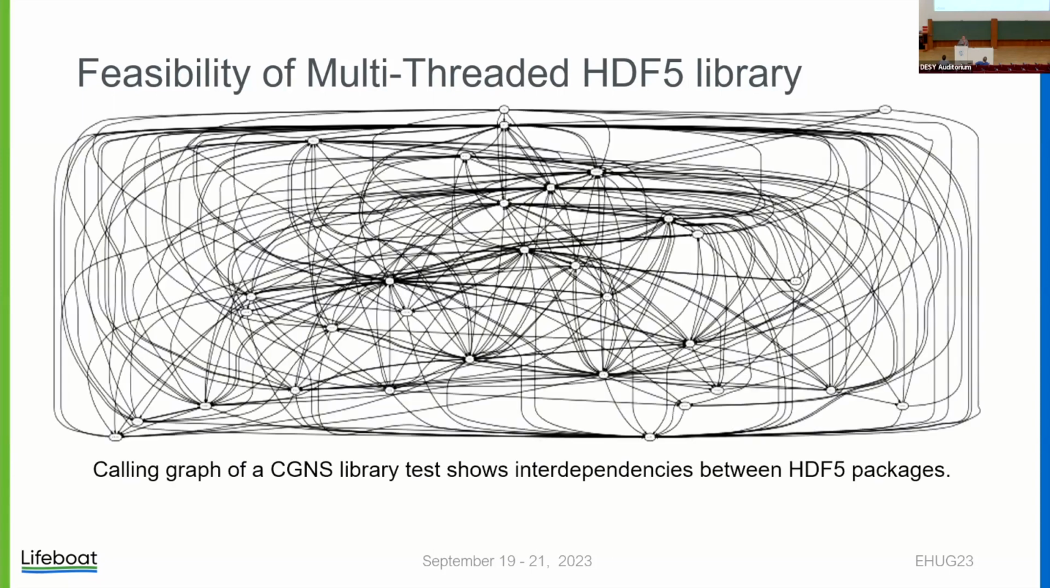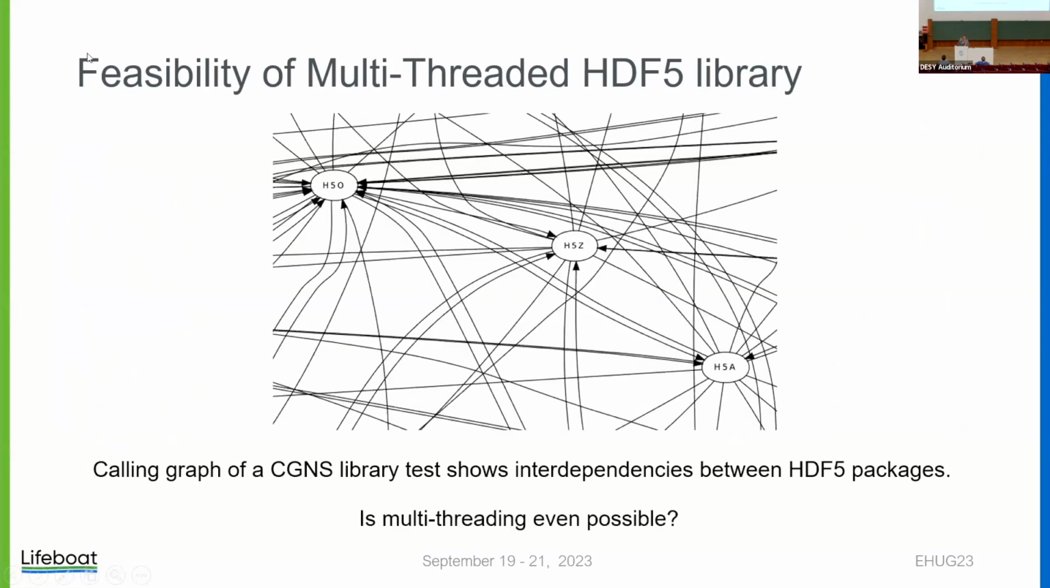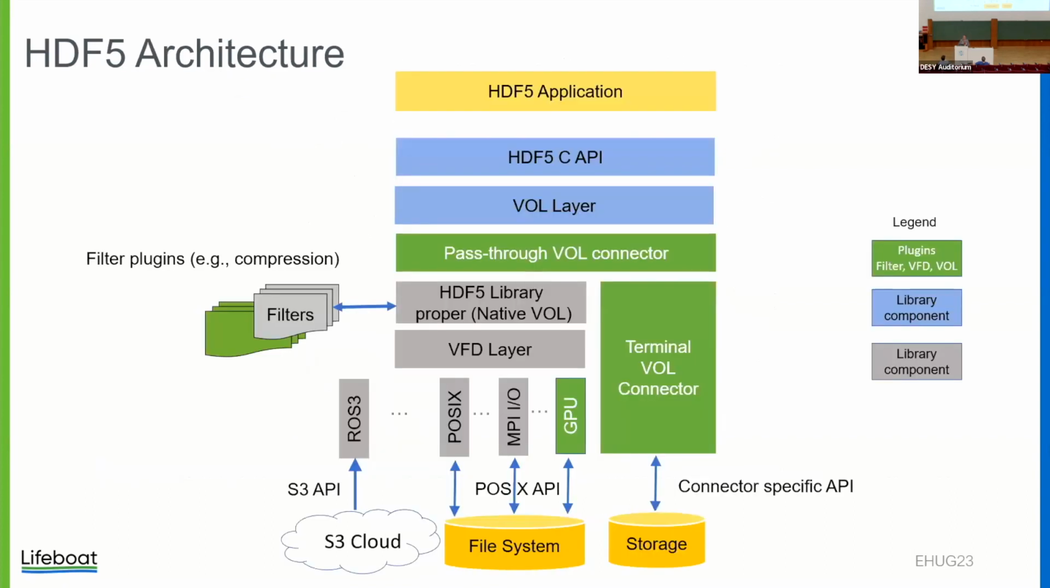If we look at the calling graph of one of the tests from the CGNS library, a computational fluid dynamics code IO library, it shows the interdependence between the packages. If I look inside some nodes, you will see how many interdependencies are going on. So is multi-threading even possible? Because of recent developments, the answer is yes.